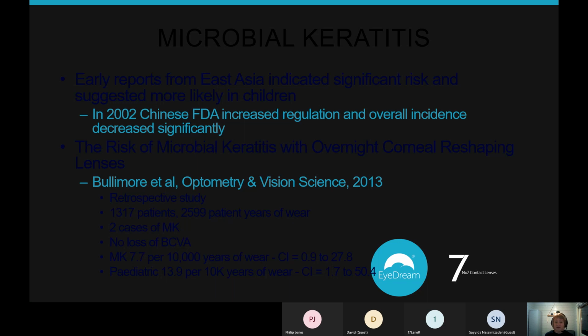He received back 1,317 questionnaires to represent those patients, and they worked out how long the patients had been wearing these lenses, and that came to just under 2,600 patient years of wear.